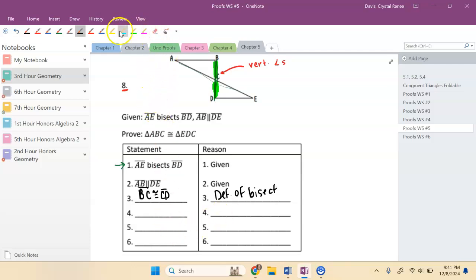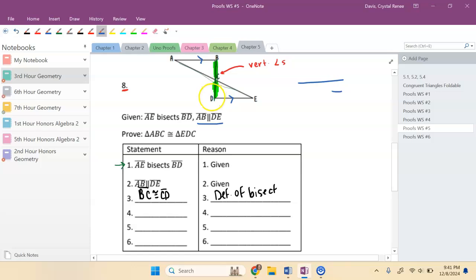All right, so next, let's move on to AB is parallel to DE. Okay, that's the other given. Now, we should know by now that parallel does not mean congruent. These lines are parallel. They are not congruent. So remember, when I have parallel lines, I'm either thinking alternate interior angles or corresponding angles.